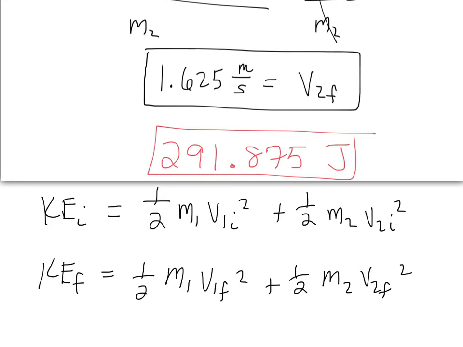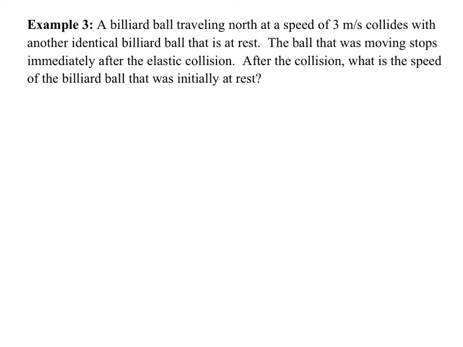The example says that a billiard ball traveling north, so like up the table, which just means a direction, at a speed of 3 meters per second collides with another identical one. So you hit the cue ball, it bumps into like the 7 ball, and the 7 ball is currently at rest. The cue ball hits the 7 ball, causing the 7 ball to move forward. The ball that was moving initially stops immediately.